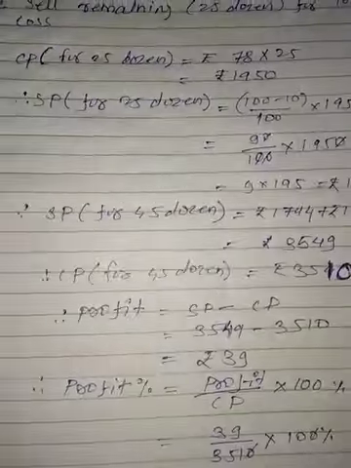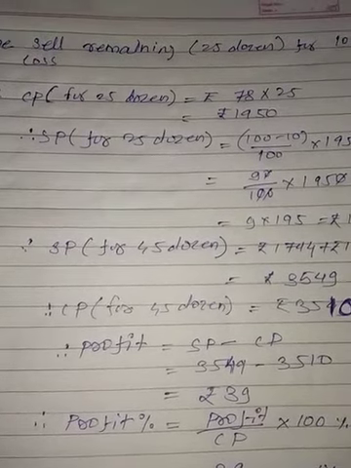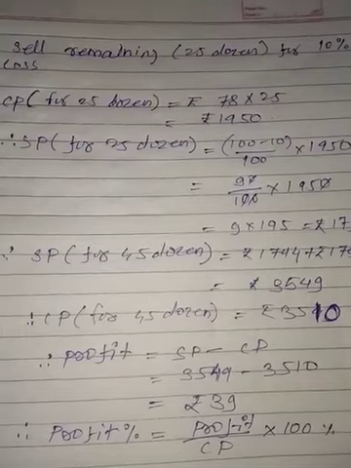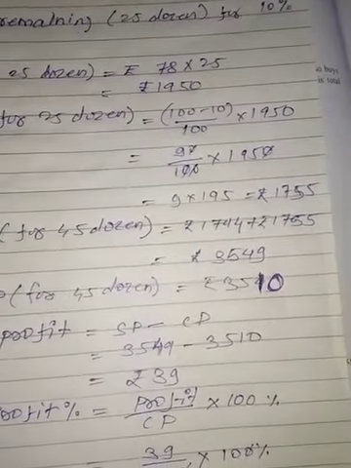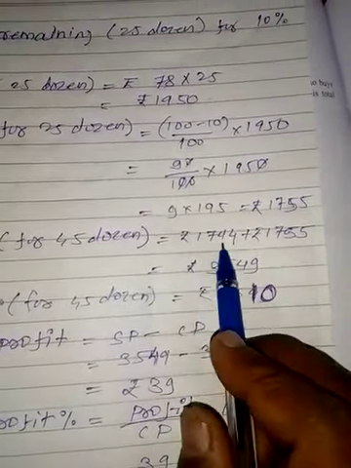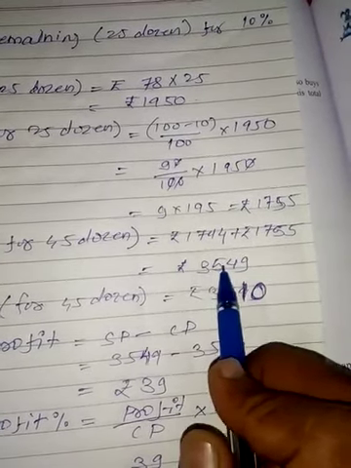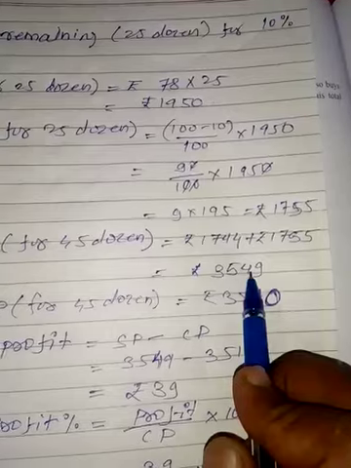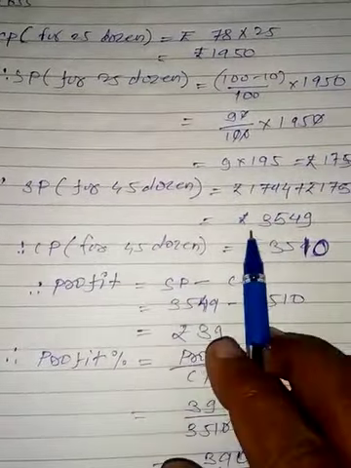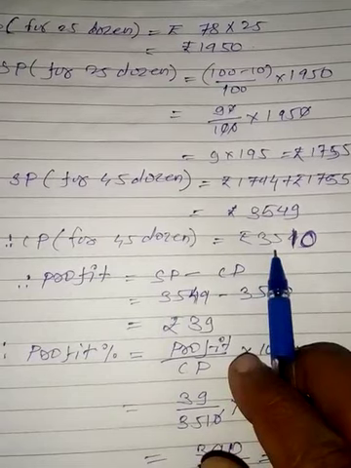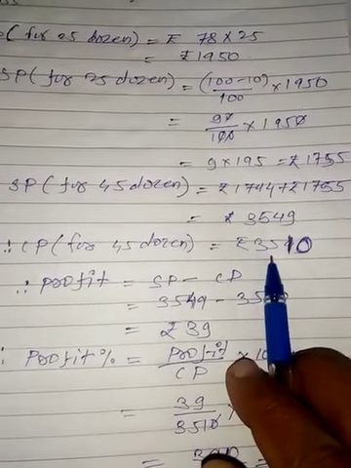Then what do we have to find out? The total selling price for 45 dozen. Okay, 20 plus 25, so both selling prices will be added. 1,794 plus 1,755 becomes 3,549. Okay, both selling prices added. Now what is the CP? It is already given: the CP of the 45 dozen is this.